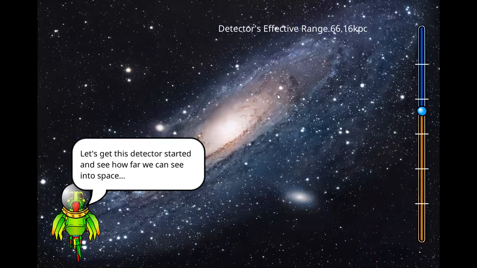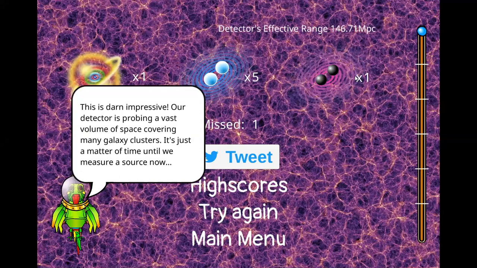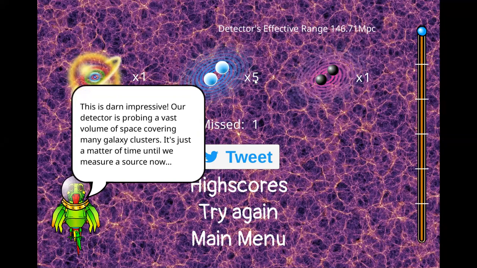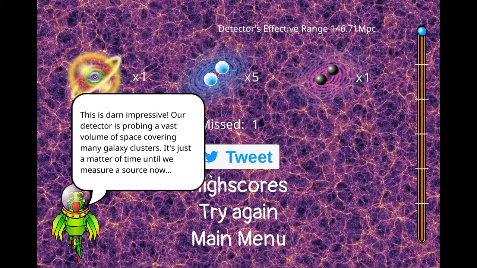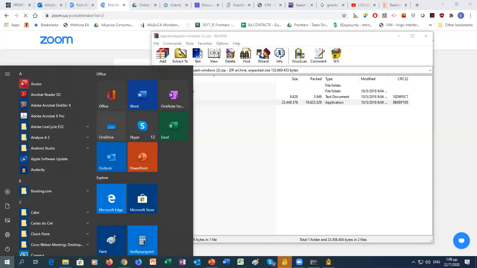Well, you see now that our detector is actually extremely sensitive. It can detect black hole mergers. It can detect neutron star mergers, and it can also observe many galaxy clusters itself. So I get out of this one now. Do you have any questions about that so far?